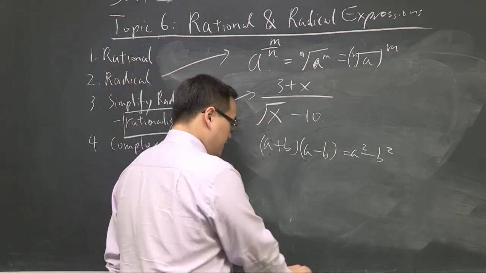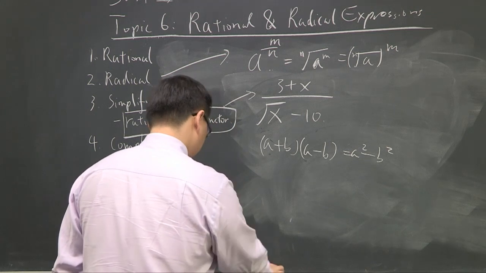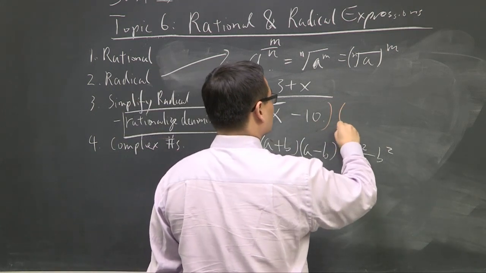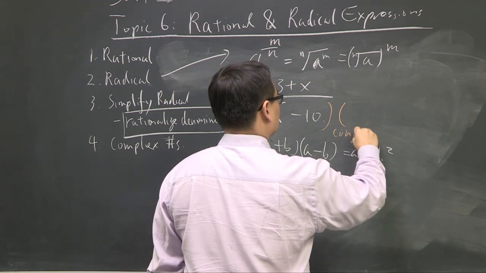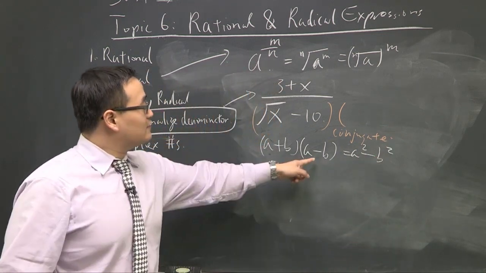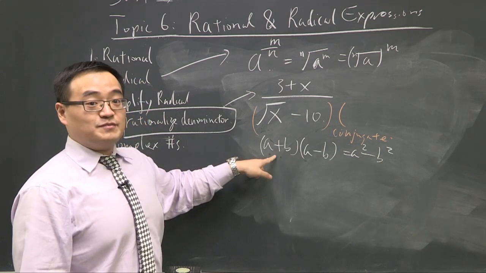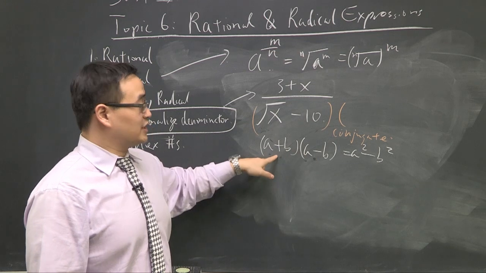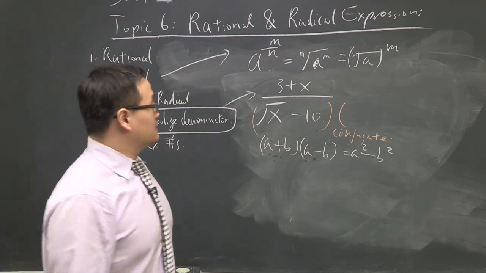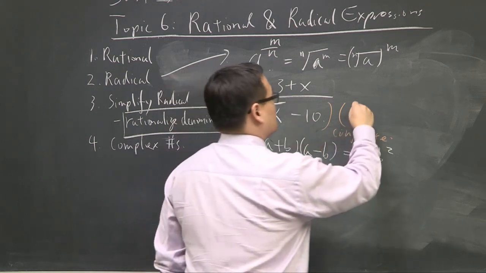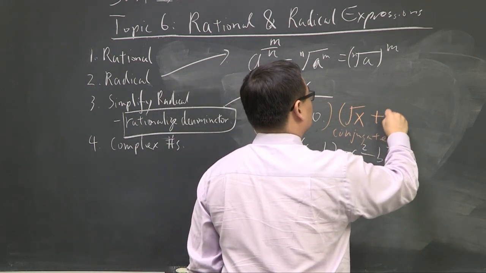So really the key here is to do what? The key here is to multiply by what we call the conjugate. What's a conjugate? This is the conjugate of that. A plus b is the conjugate of a minus b, vice versa. A minus b is the conjugate of a plus b. Okay? So what's the conjugate of the radical x minus 10? It will be radical x plus 10.